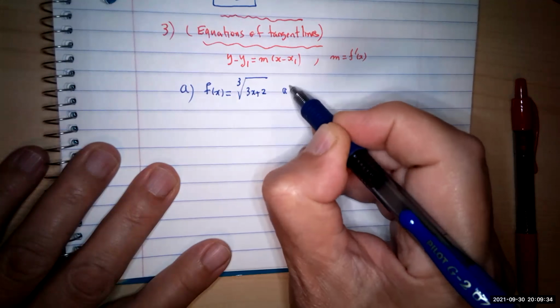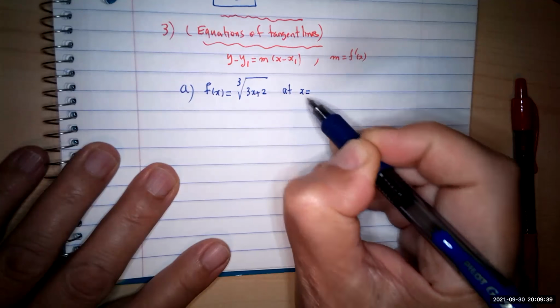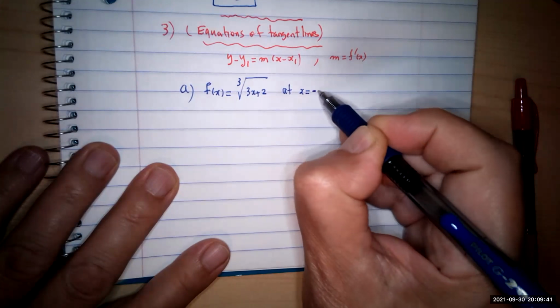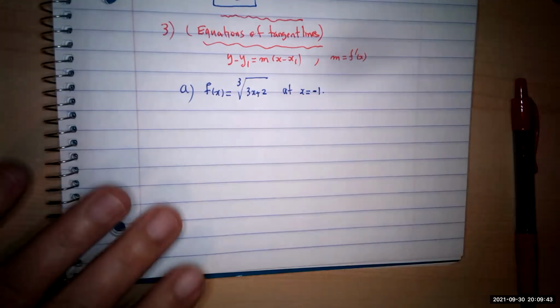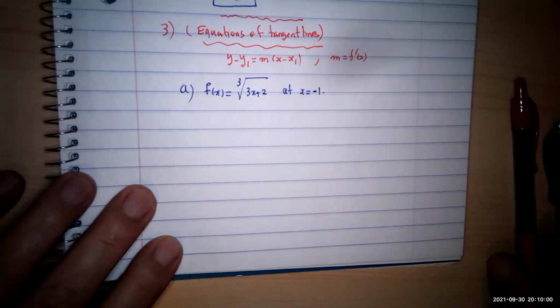You want to find the equation of a tangent line at the point with x equal to -1. They give you a nice number so that you are not going to end up with a radical number or irrational number. Okay, so we need a point first. It's a 2 steps problem.